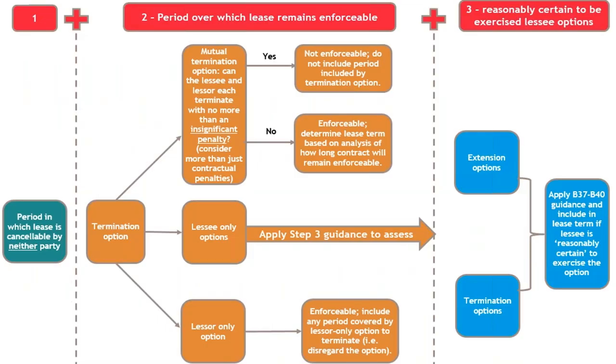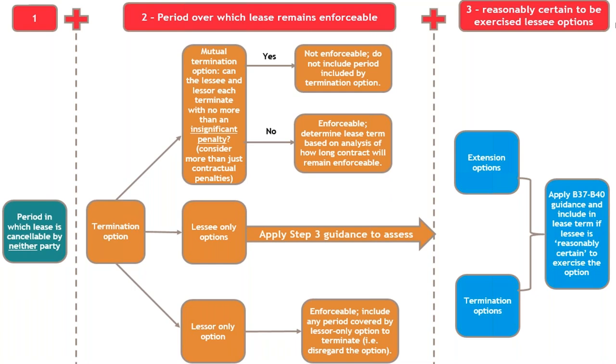Now, our BDO Global team came up with this beautiful decision tree. And because I love decision trees, I would have loved to claim this, and I can't, which is frustrating. And they've really said another way to look at this process is to say, step one, you look at the period in which the lease is cancelable by neither party. So nobody can cancel it. That is step one. That's the first part of your lease term. You then add step two, and that is the period over which the lease remains enforceable. Now, that could be in a number of situations.